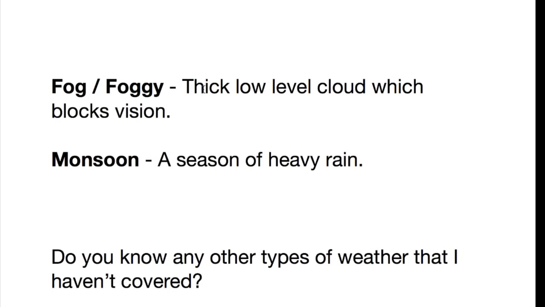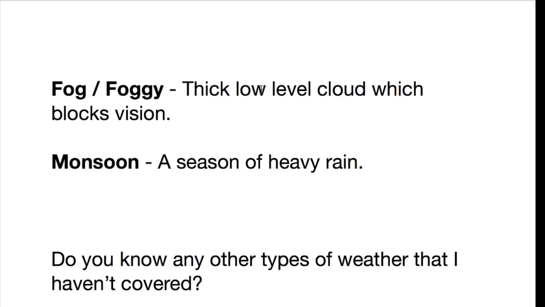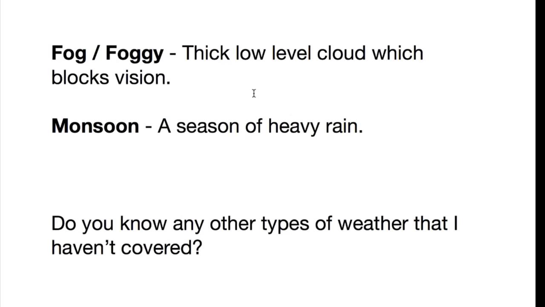Fog and foggy. So fog is like a thick, low-level cloud. It's not pollution. It's just water-based. It's just very low, so it often is difficult to drive when it's foggy because you can't see very far ahead of you, so it becomes very dangerous. So fog, and it is foggy. And then, of course, there is a monsoon, which is like a season of heavy rain. We don't have monsoons here.